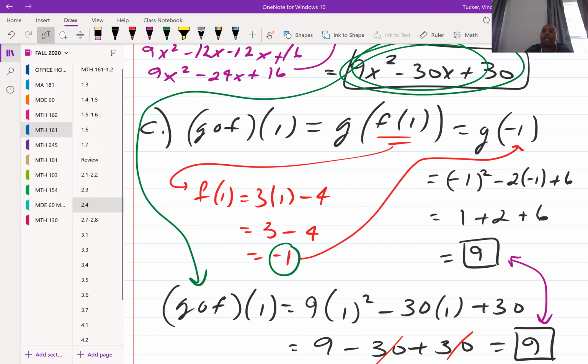It does not necessarily have to be the case. I believe because they're doing the exercises and they want you to emphasize the process and all the stuff like that, it probably will, but it does not necessarily have to be the case.